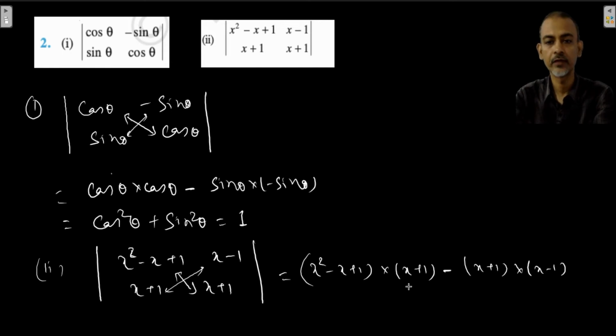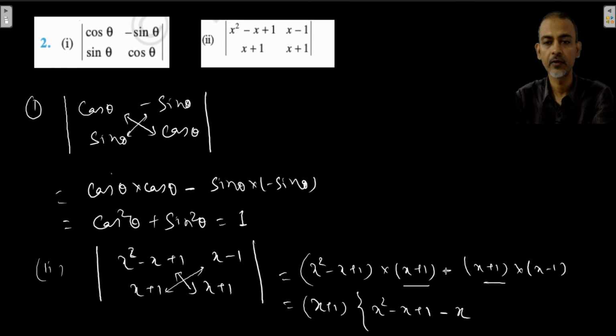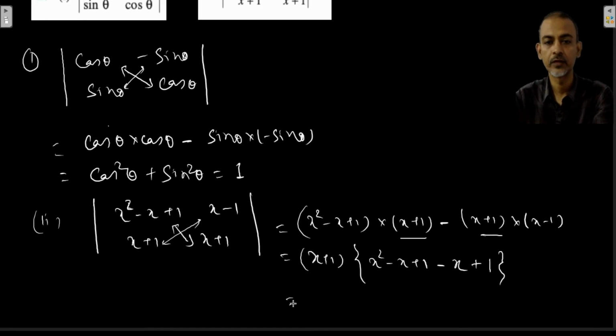Now look here, we have x plus 1 here as well as x plus 1 over here. So let's take that common. We have x plus 1 over here, and what we are left with is x square minus x plus 1, and then there is a negative sign, and what we are left with here is x minus 1. So this will become minus x, and then minus 1 and minus will become plus 1. So this is what it will be. Okay, so let's go further. What we get over here is x plus 1, and then we get x square minus 2x, and then we will have plus 2.